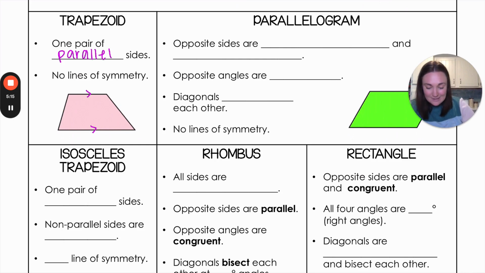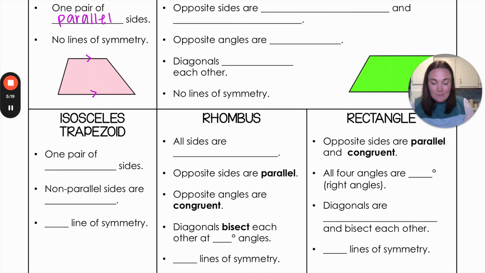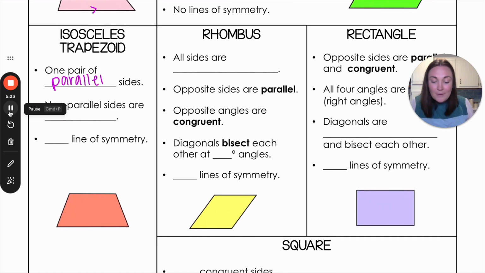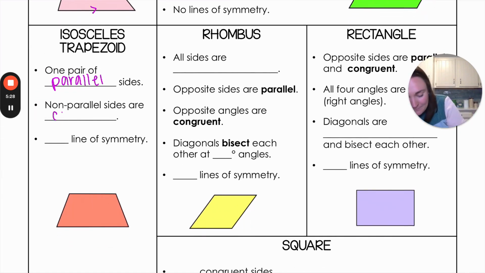Now, an isosceles trapezoid is an even more specific type of quadrilateral. So it is a trapezoid. It still has one set of parallel sides, but the non-parallel sides are also going to be congruent, which remember is just a fancy way to say equal. So we've got that one set of parallel sides, and those opposite sides that are not parallel are going to be congruent. An isosceles trapezoid is going to have one line of symmetry.